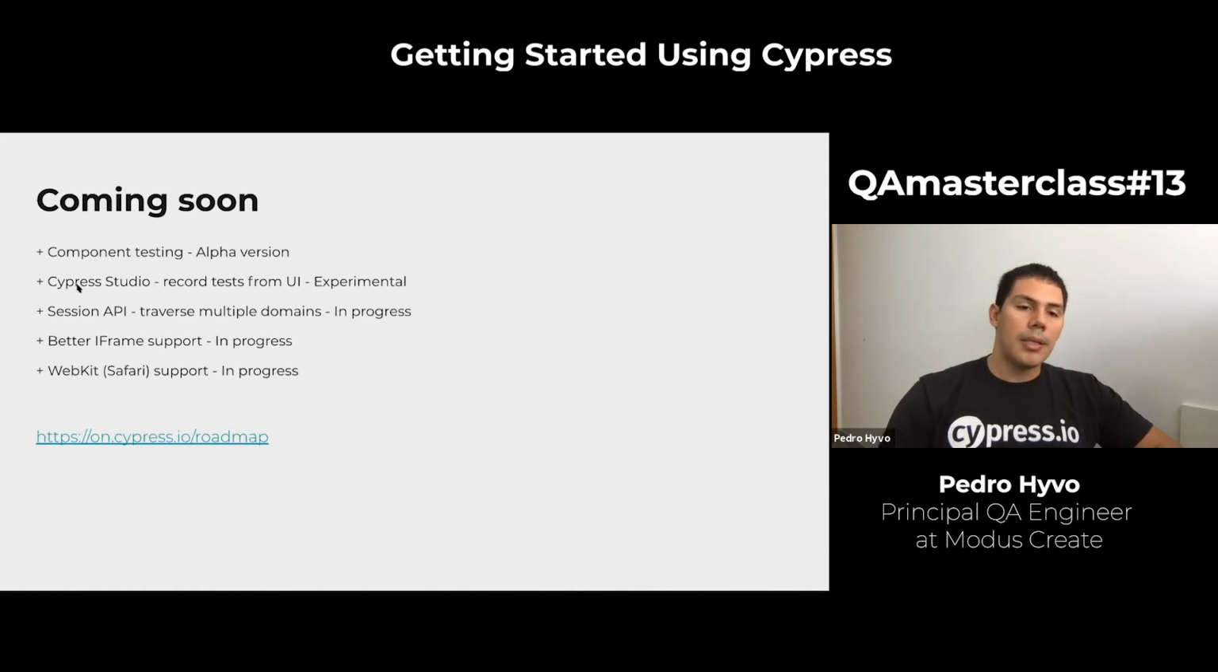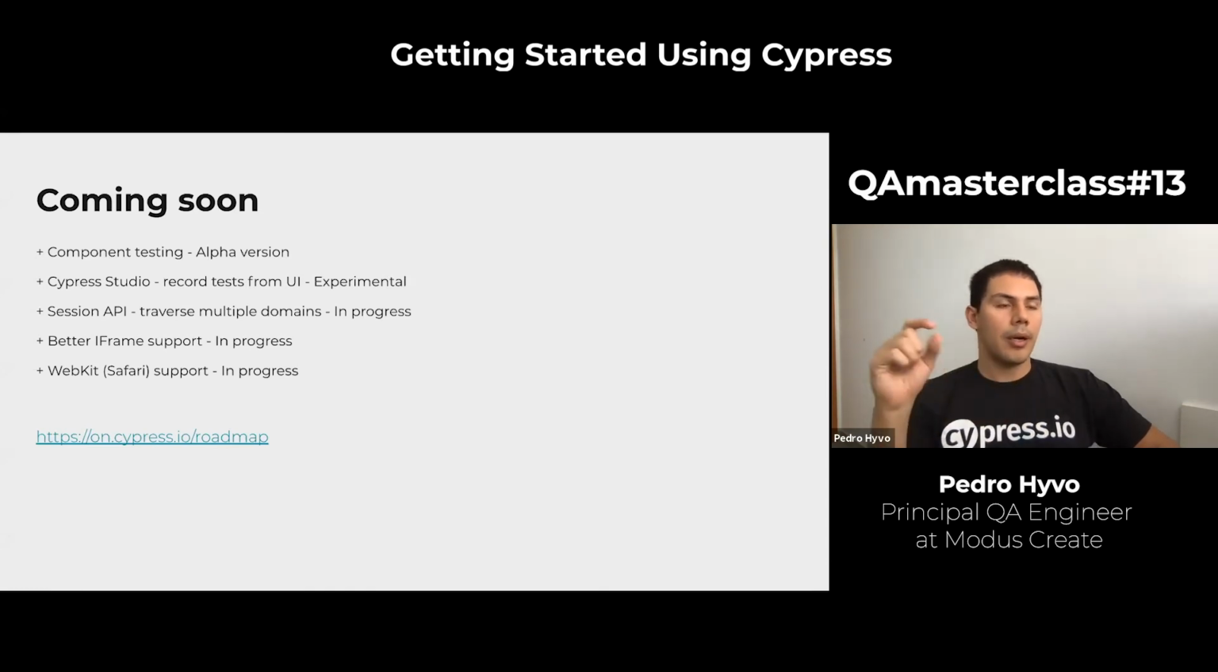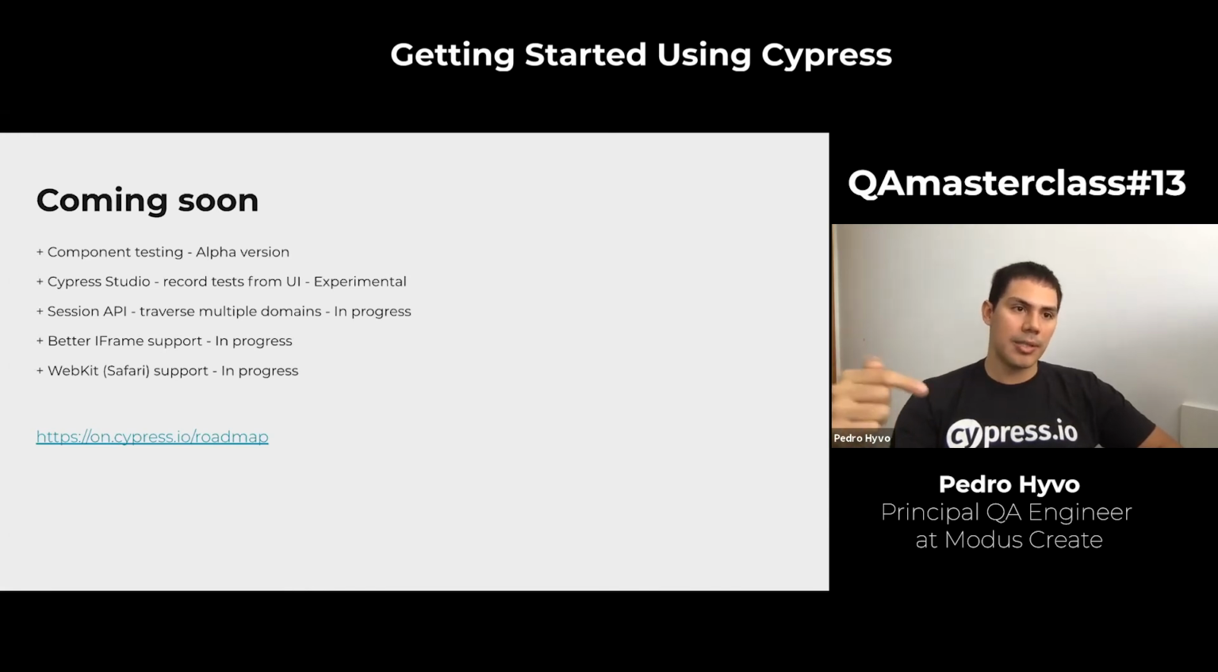The second one is the Cypress Studio, which is an experimental version to record and play your tests very easily from the UI. You just need to enable a configuration in the Cypress JSON file to enable the Cypress Studio, and you can record all the actions on the UI, and it also generates the Cypress code for you. It's very good. The next three topics are in progress, as you can see.